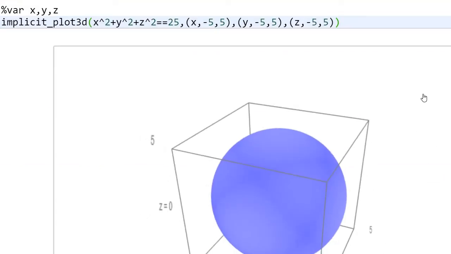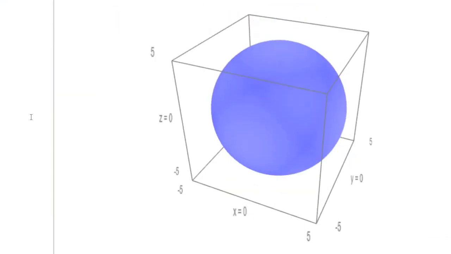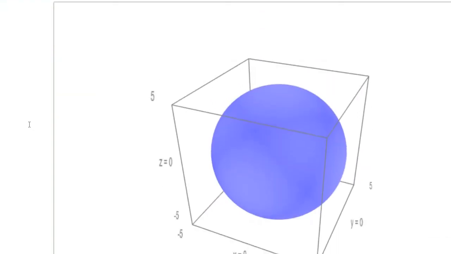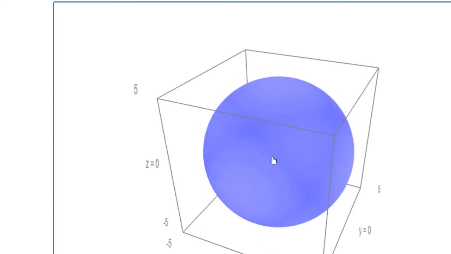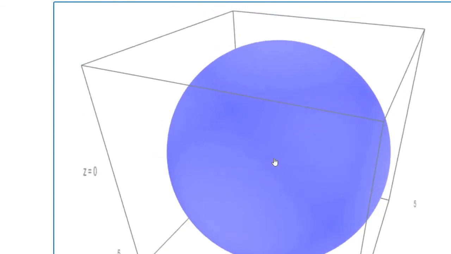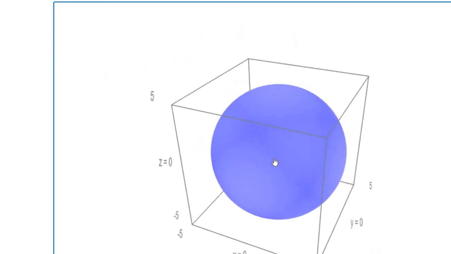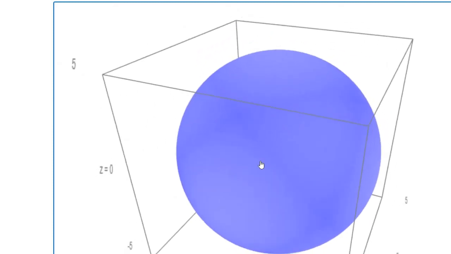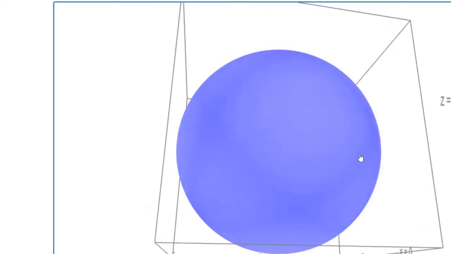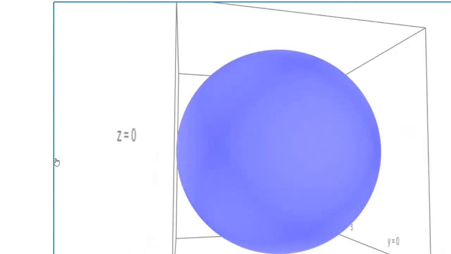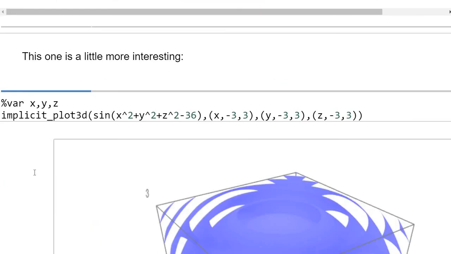And so here's the graph. And if you have a mouse wheel and you have your cursor over this graph, moving the mouse wheel zooms in and out on the thing. So you can zoom by turning your wheel. If you click and drag, it spins it. Now it's not so interesting on the sphere. Let's do something a little more interesting.